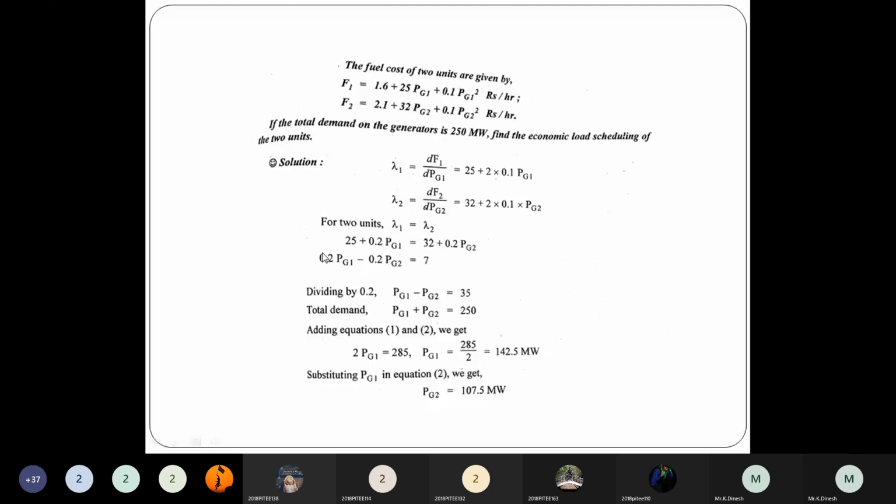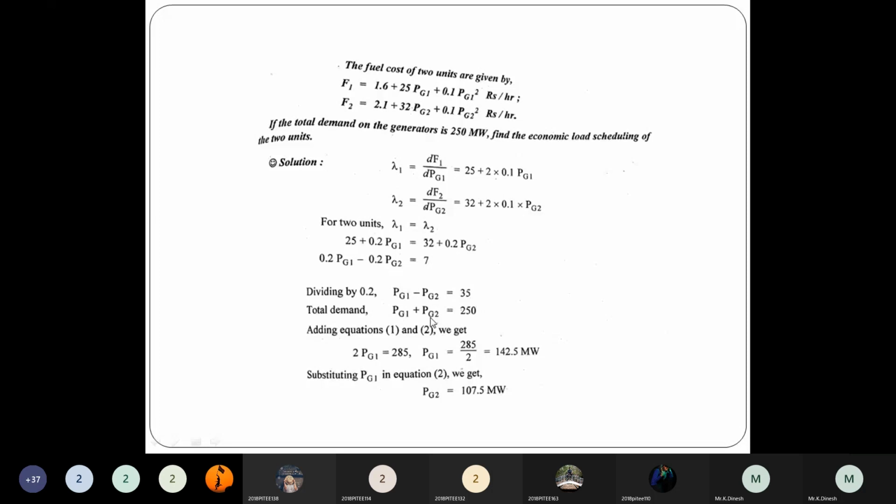So for this equation, I divide thoroughly by 0.2, both left hand side and right hand side. So if I am dividing by 0.2, the answer should be Pg1 minus Pg2 equals 7 by 0.2. 7 by 0.2 is nothing but 35.